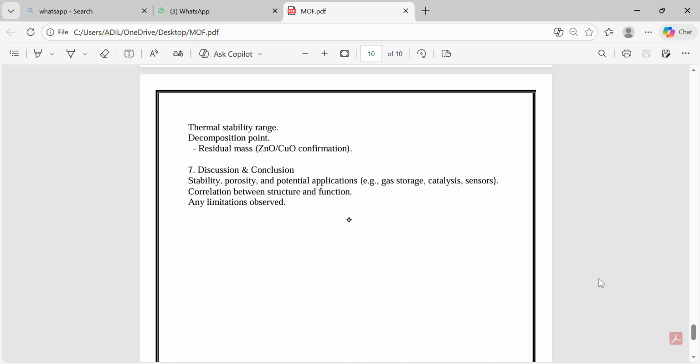Discussion and conclusion. This part wants us to discuss the material stability, porosity, how many holes it has, and possible uses like gas storage, catalysis, or sensors. It explains how the material structure affects its functions. It mentions any limitations or problems we noticed in the study.